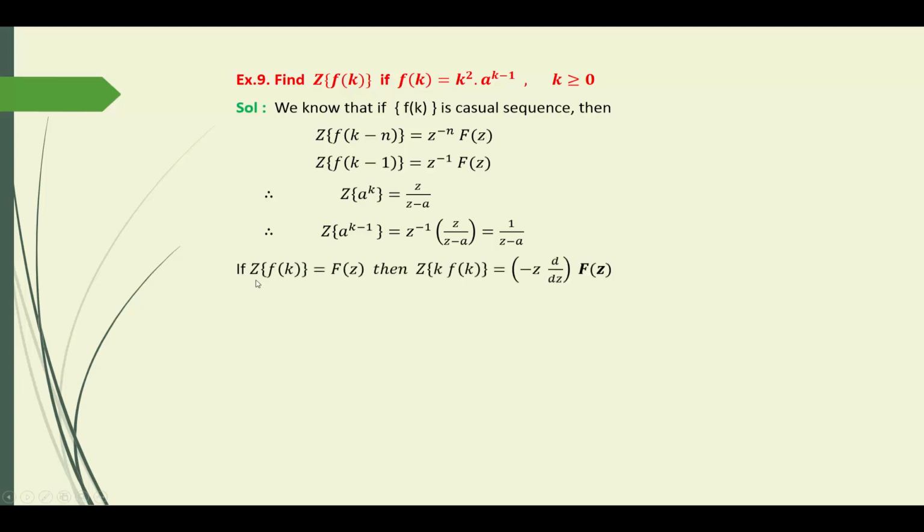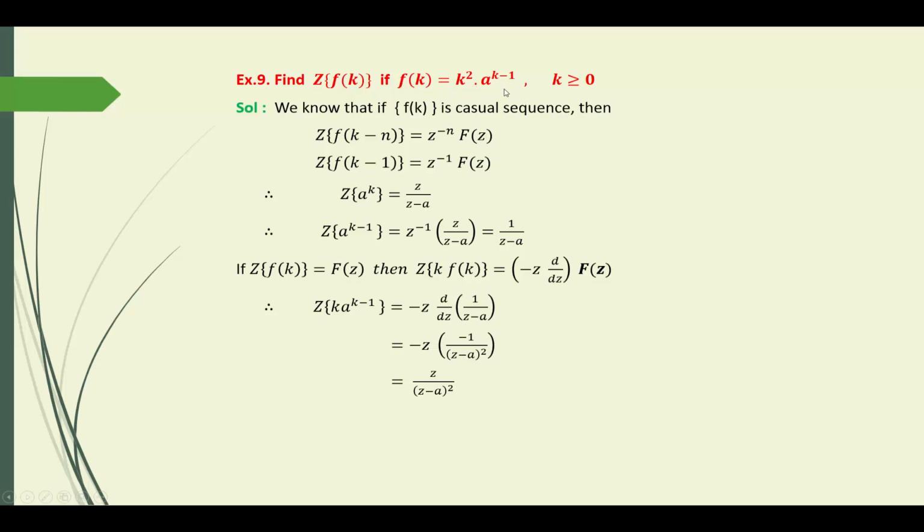Use z transform property: if z transform of f of k is capital Fz, then z transform of k into f of k is equal to minus z into d by dz of Fz. Here we multiply by k. We require k square a raised to k minus 1, so first multiply here by k. Therefore z transform of k a raised to k minus 1, applying this property, is equal to minus z into d by dz of 1 upon z minus a, equal to minus z. Now the derivative of 1 upon x is minus 1 upon x square, so minus 1 upon z minus a bracket square. This minus and minus become plus, z upon z minus a bracket square. This is the value of z transform of k a raised to k minus 1.